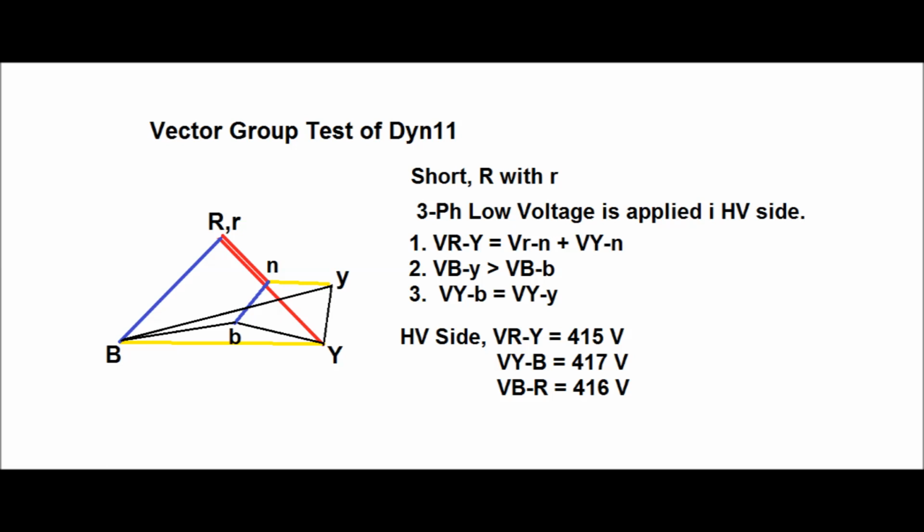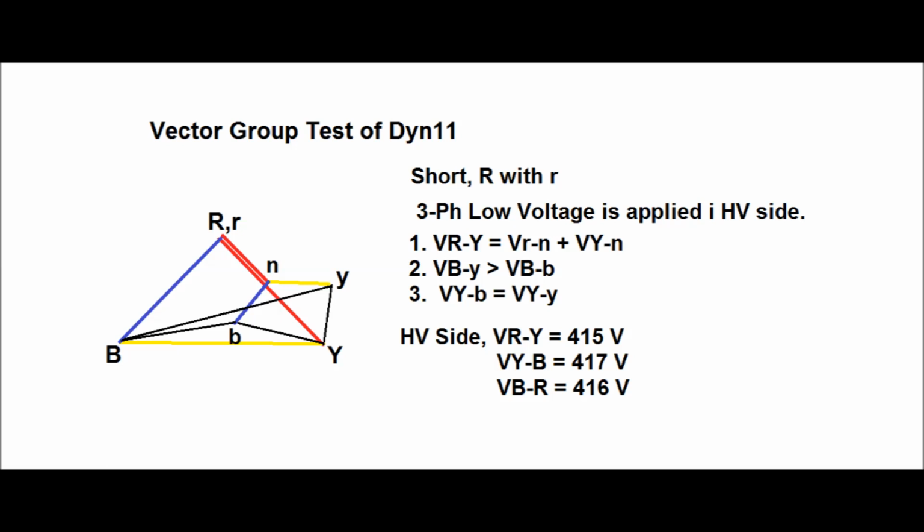So the voltage between the HV side red and yellow phase must be equal to the voltage between the red phase and neutral of the LV side plus the voltage between the HV side yellow and neutral. That is, V capital RY must be equal to V small rn plus V capital Y small n. Again, V small rn is equal to V capital R n.